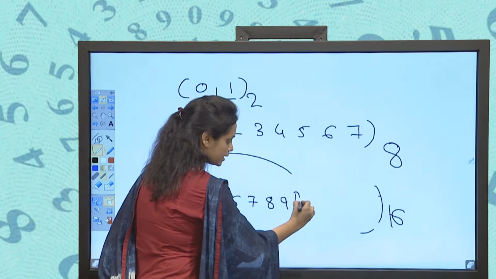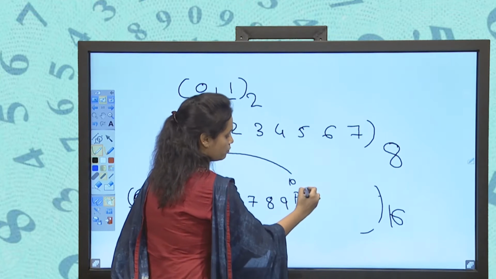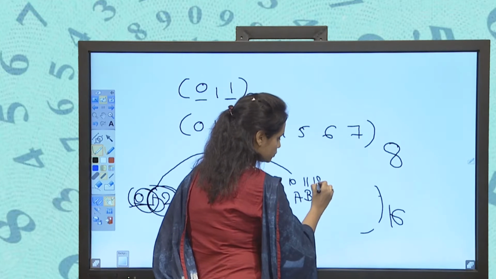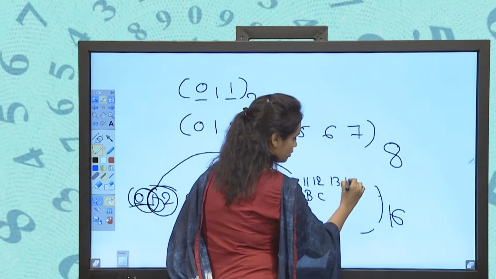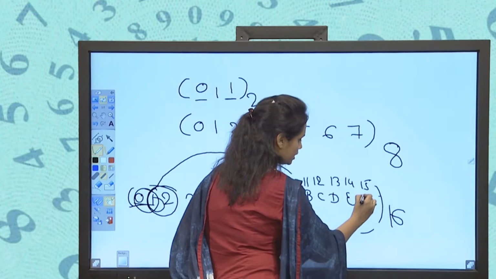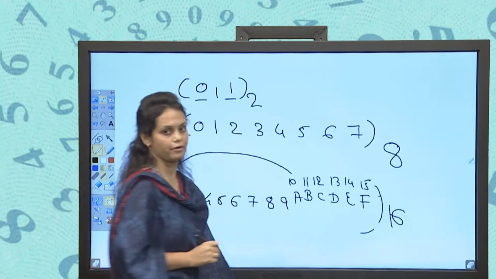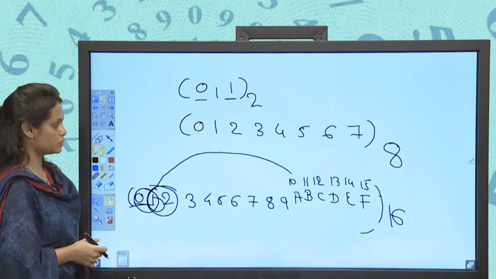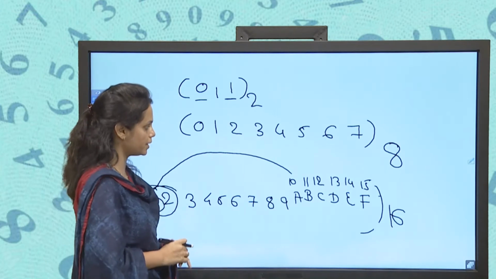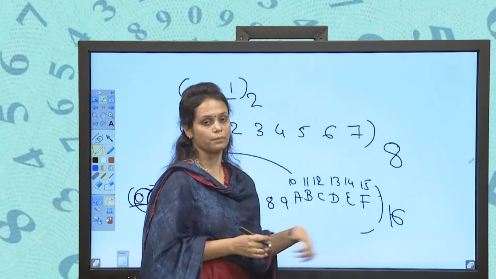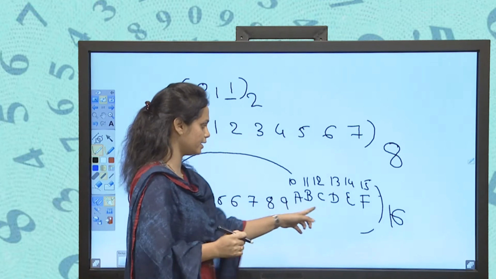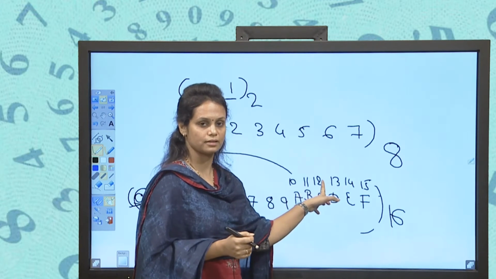We can use A for 10, B for 11, C for 12, 13, 14 and 15. We can use D, E, F. Fine. Suppose anyone asks you the hexadecimal number F, that means the actual number is 15. Suppose anyone asks you the hexadecimal number D, that means the actual number is 13.